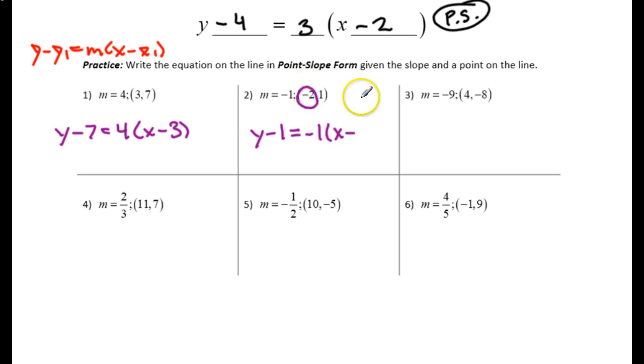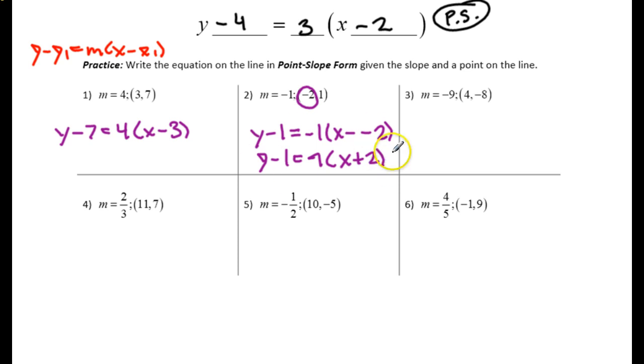This is where people might get a little tripped up. It's a negative 2. Yeah, there's a subtraction sign, but that's part of the formula. You have to plug in the negative 2 after. It's not x minus a positive 2, it's x minus a negative 2. So then, that looks a little funny. We can just clean it up like this. y minus 1 equals negative 1 times, and x minus a negative 2 really just means x plus 2. Okay?